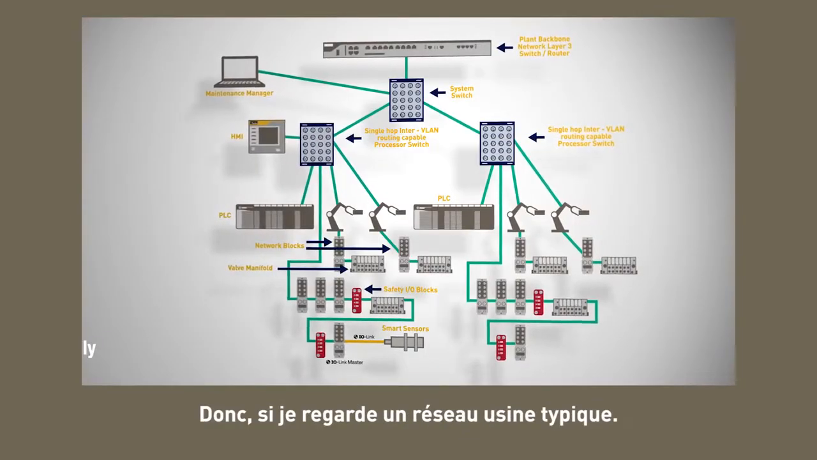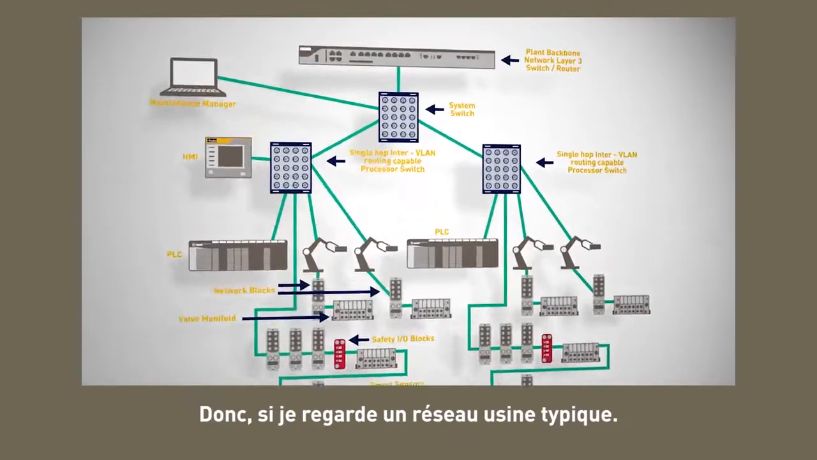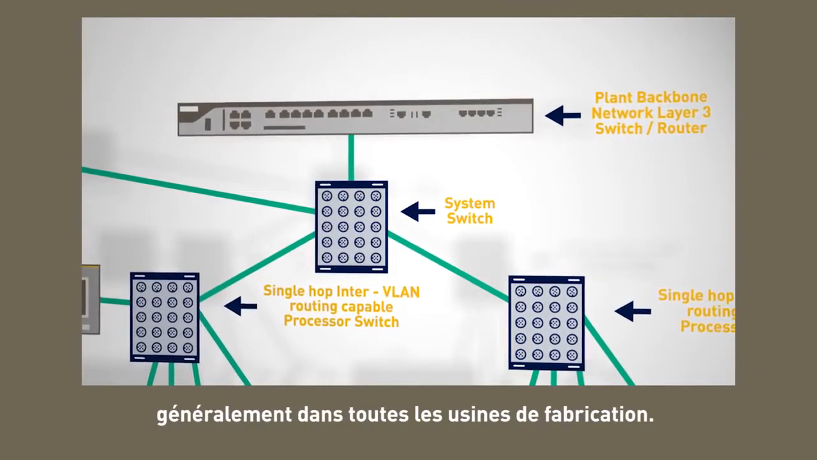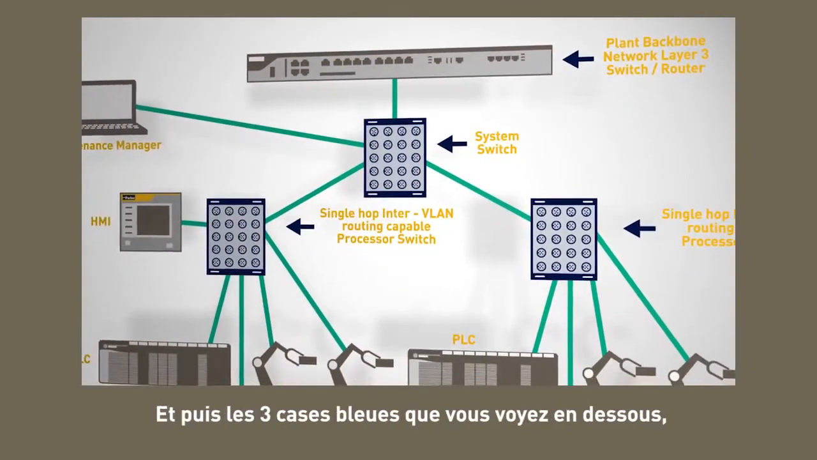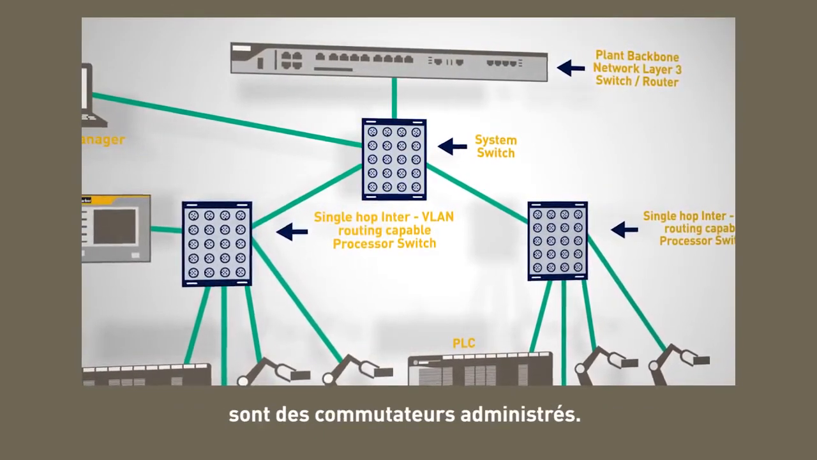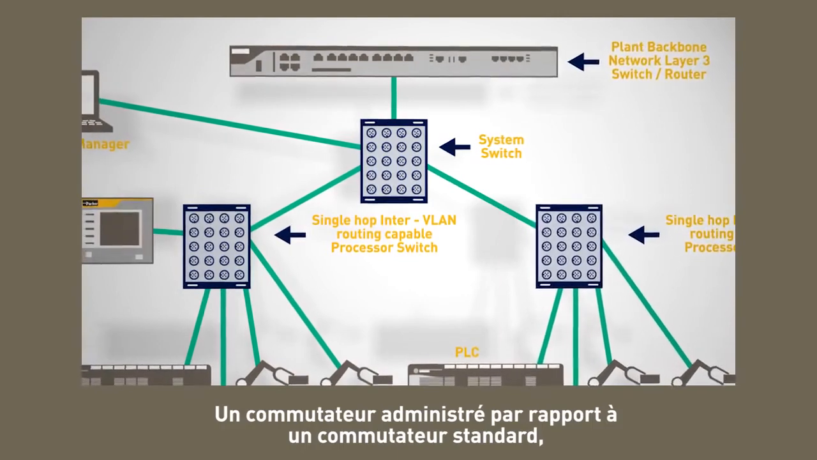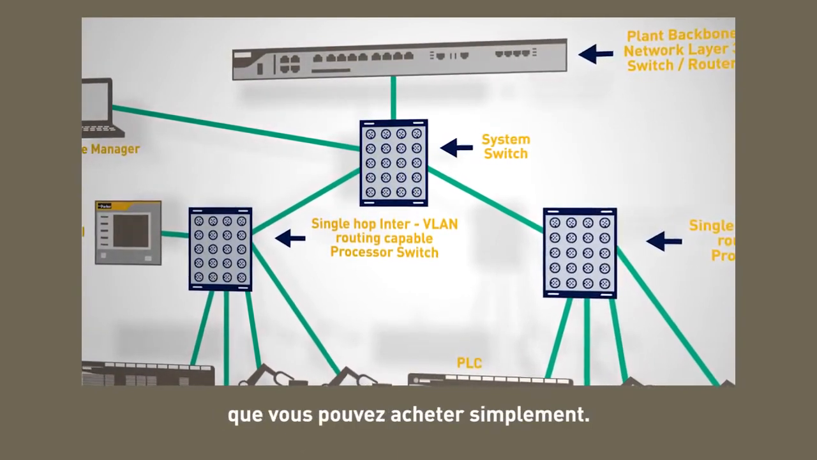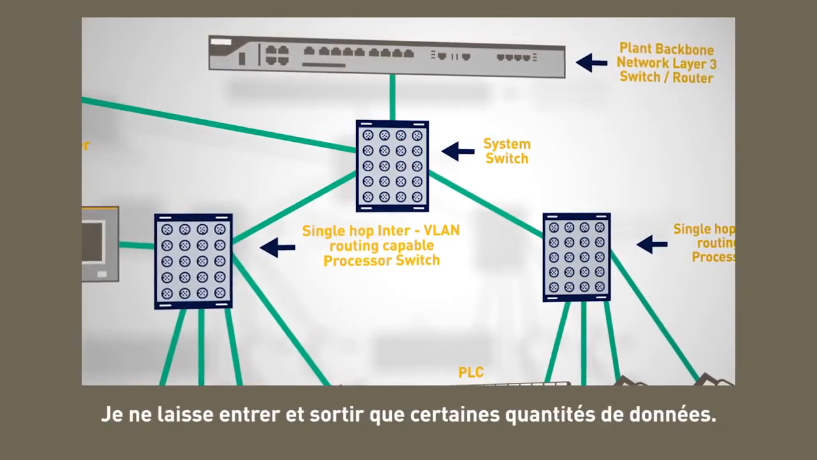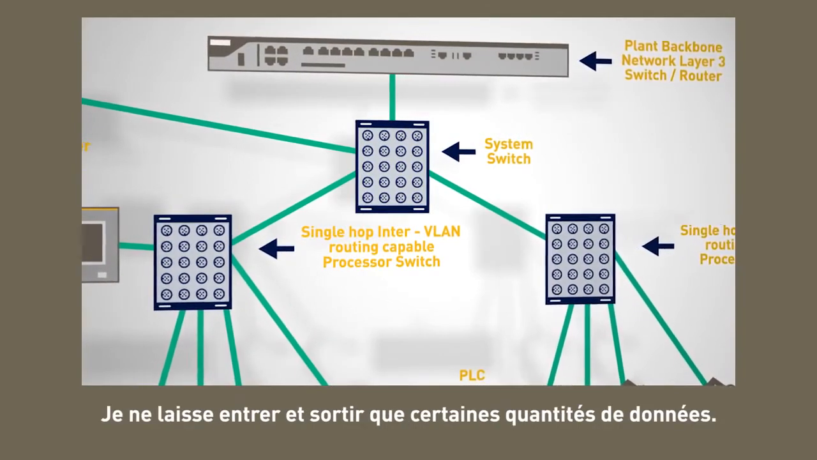So if I look at a typical factory floor network, you have at the very top your backbone. That's in typically every manufacturing plant. And the 3 blue boxes that you see underneath there are managed switches. A managed switch versus the standard switch that you can go out and buy at Best Buy, these are managed switches, which means I manage the data. I only let a certain amount of data go in and out.